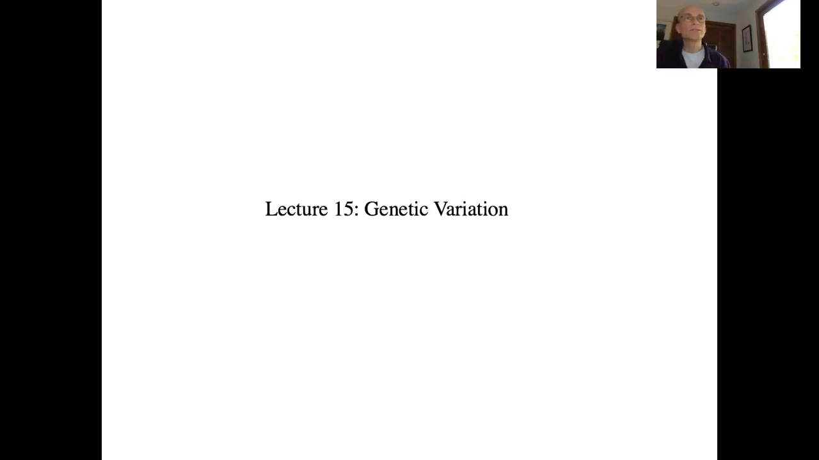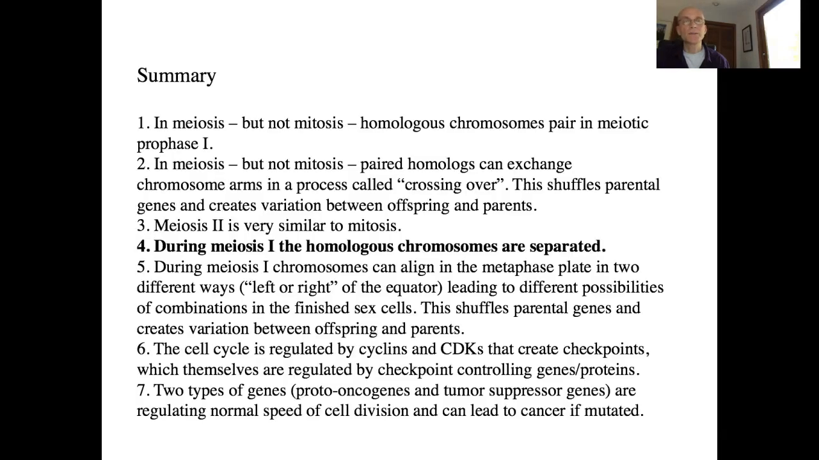Today we will talk about genetic variation. Let's just recap what we talked about previously. So in the last lecture we talked about meiosis. And meiosis is, of course, the production in the end of gametes. And gametes, when they fuse, produce the next generation.